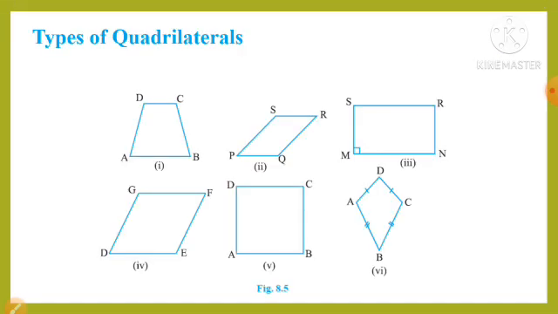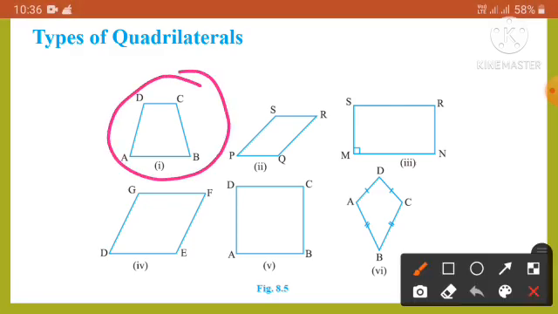Now we'll learn about the types of quadrilateral. Look at the different quadrilaterals drawn here. You have 6 figures, 6 types of quadrilateral here. Now observe that one pair of opposite sides of quadrilateral ABCD in figure number 8.51, namely AB and CD, are parallel. So only these sides are parallel, and it is known as a trapezium.